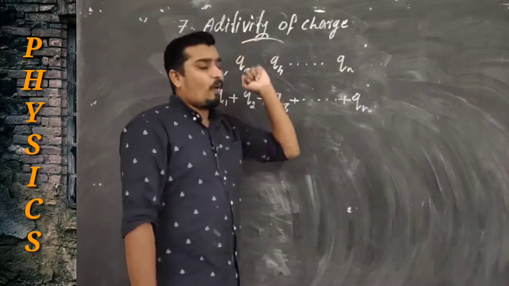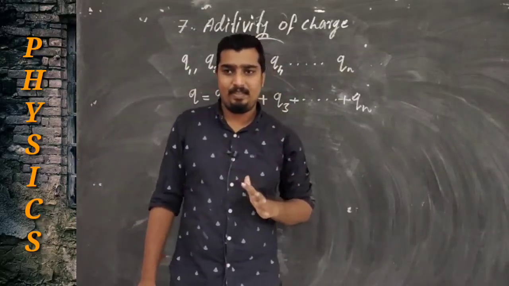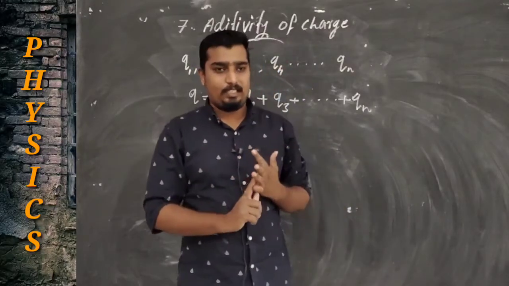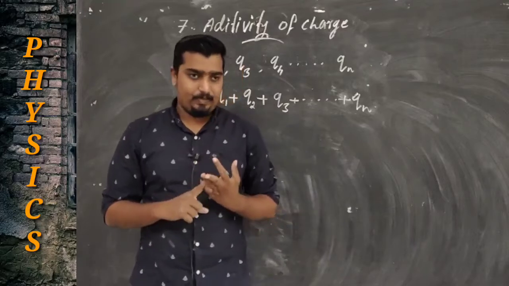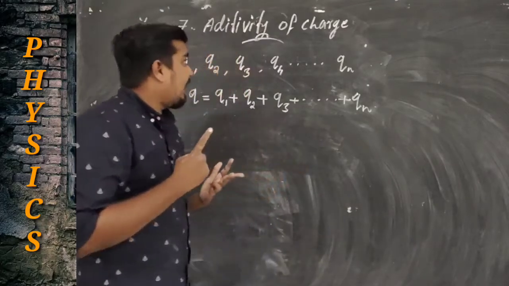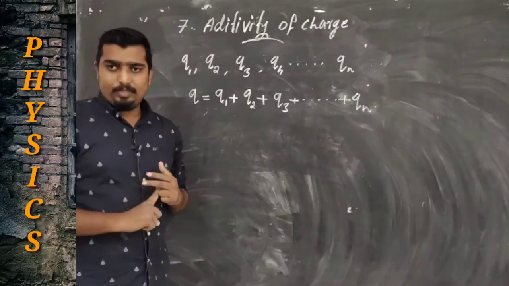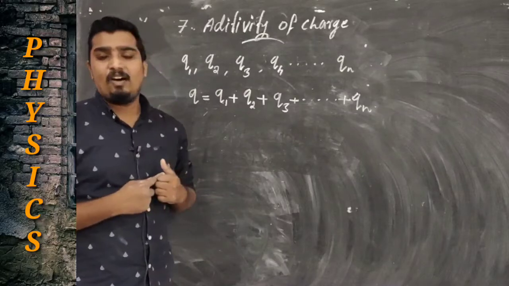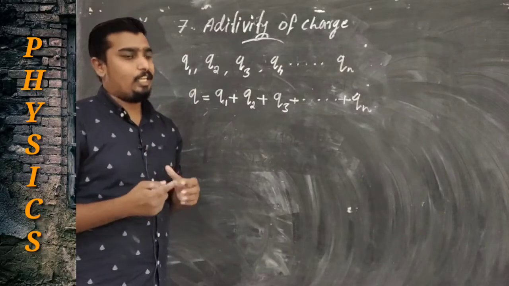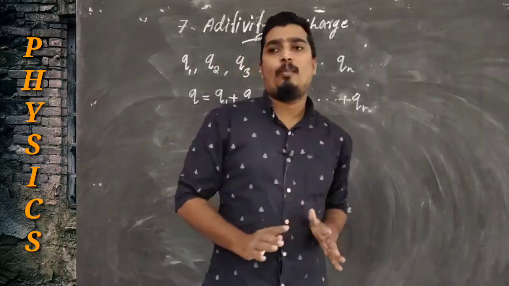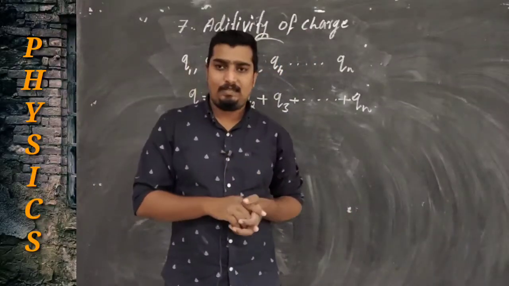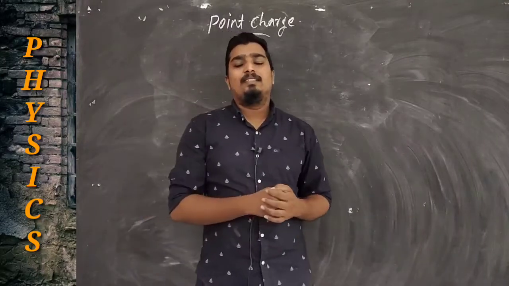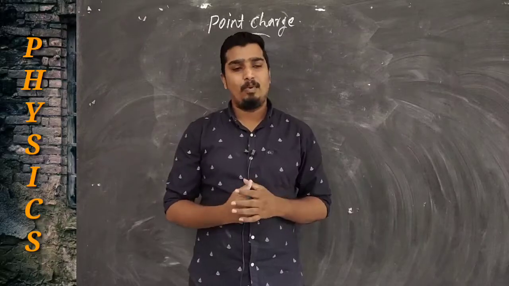These are the properties of charges. Today we discussed some properties: charge is quantized, charge is conserved, charge is a scalar quantity, and additivity of charge. In total we discussed 7 properties of electric charge. Clear? Then the next topics, very important topics.